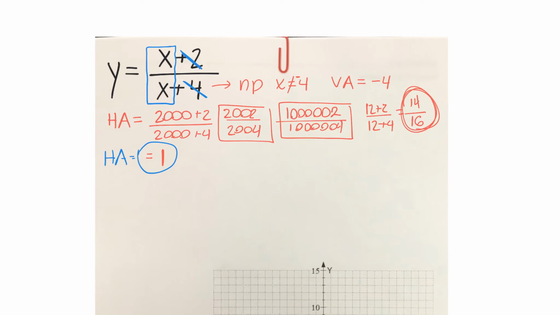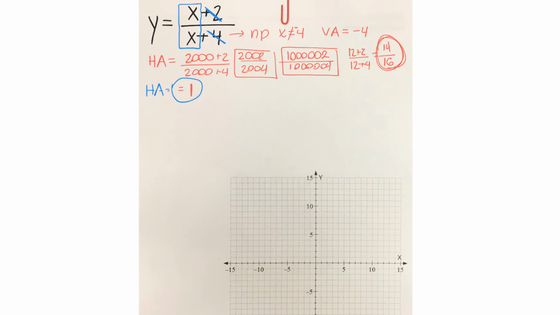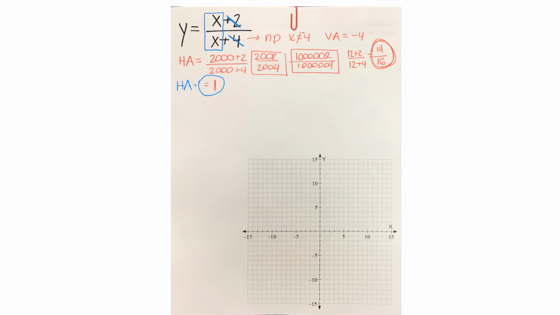Now, all right, so now we have a couple pieces of information that we can put on our graph. Let me make this a little bit smaller. So we've got a horizontal asymptote that is now at 1, and we've got a vertical asymptote that is at, where, negative 4. So right here. Okay, now we need some table of values here to figure out some more information.